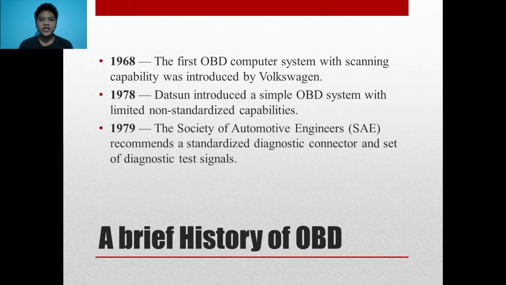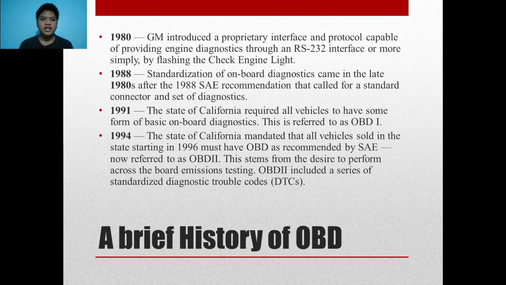In 1968, the first OBD computer system with scanning capability was introduced by Volkswagen. In 1978, Datsun introduced a simple OBD system with limited non-standardized capabilities. In 1979, the Society of Automotive Engineers recommended a standardized diagnostic connector and set of diagnostic test signals. In 1980, GM introduced a proprietary interface and protocol capable of providing engine diagnostics through an RS-232 interface, or more simply, by flashing the check engine light.